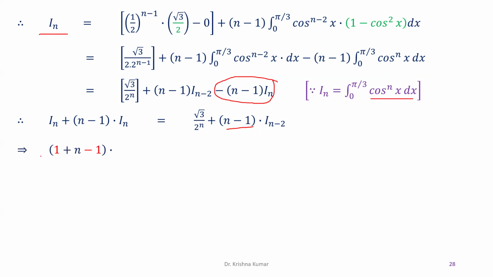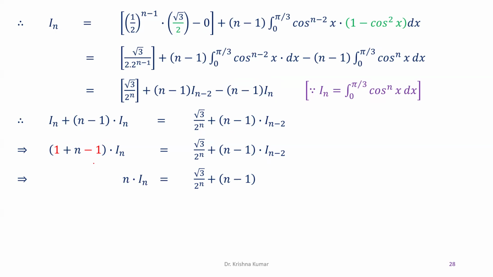Now we can take In common from these two things. If we take In outside from here, we have only 1 remaining, and in this place n minus 1 is remaining. So minus 1 plus 1 will cancel, and this side, no change. We can write as it is root 3 upon 2 to the power n plus n minus 1 into In minus 2. So this 1 and minus 1 will cancel. So n into In is equal to root 3 upon 2 to the power n plus n minus 1 into In minus 2. Now we have to find the value of In.